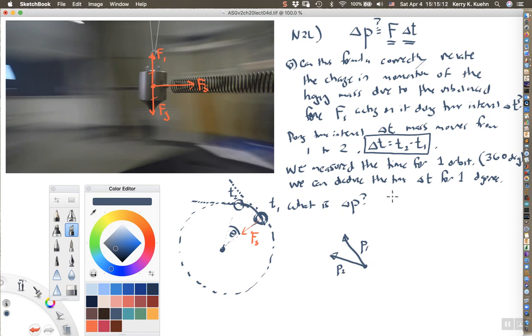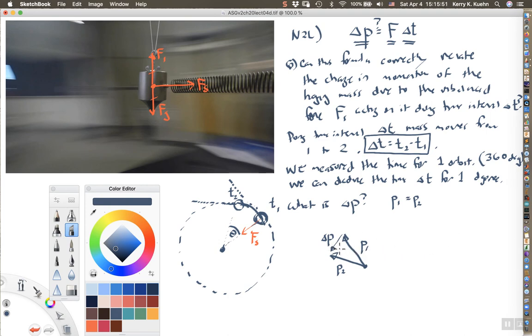So the momentum at time 1, P1, is going to be equal to the momentum at time 2, but they're going to be in slightly different directions, right? And the difference in direction is really the change in momentum. So if I draw another line right here, this delta P represents the difference in momentum between the momentum at time 1 and the momentum at time 2. That's what we're going to try to plug into here to see if these sides are equal. How do we figure out how big this change in momentum is?